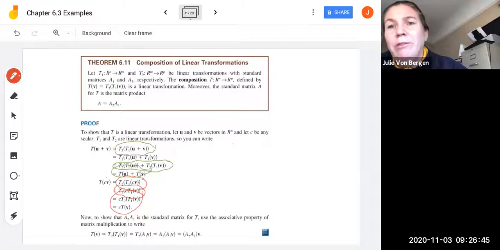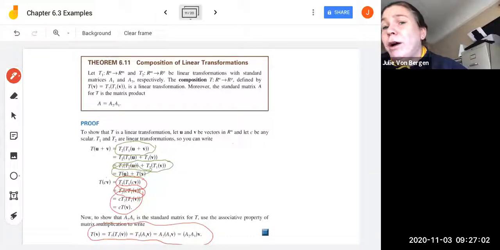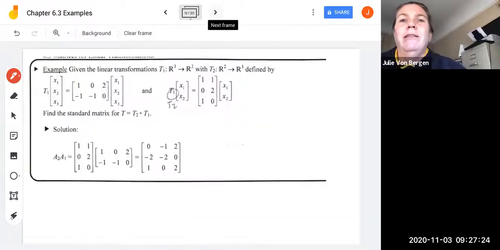All right, so now to show A2 multiplied by A1 is a standard matrix for T, we use the associativity property of matrix multiplication, and we can write this last row here, that T2 of T1 of V is equal to T2 of A1 of V, because A1 is the standard matrix for linear transformation T1. And then that's equal to A2 of A1 of V, since A2 is a standard matrix for linear transformation T2. And then using associativity, this is just A2 times A1 multiplied by V. So let's take a look at an example here.